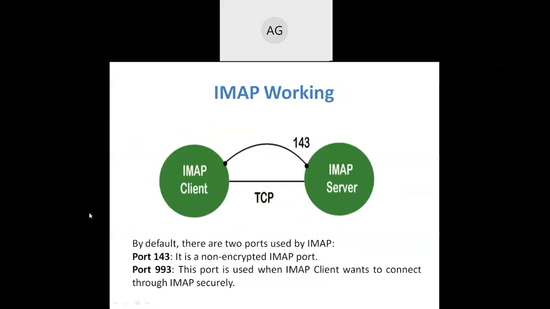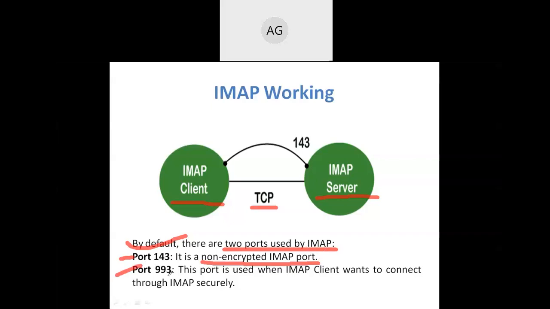Now the IMAP working. As you can see here, there are two components present. One is the IMAP client and the other is the IMAP server. First we need to establish the TCP connection between the client and the server. And as you can see here, by default, there are two ports used by IMAP. Port 143 is a non-encrypted IMAP port. This port is basically dedicated to IMAP, and it is non-encrypted.